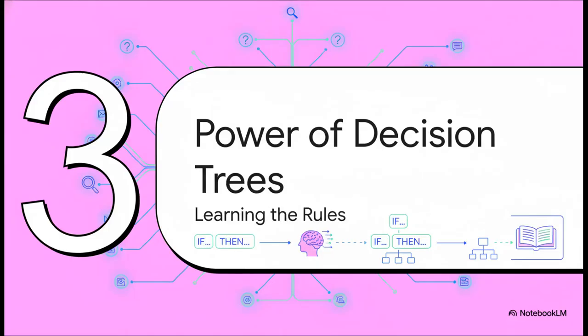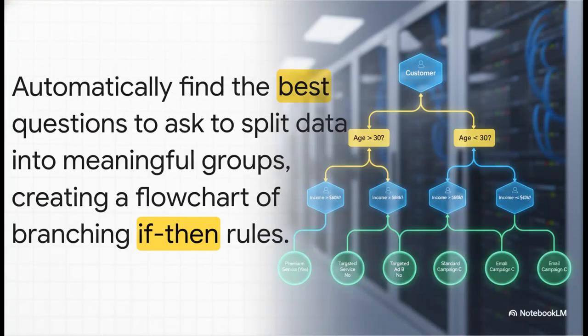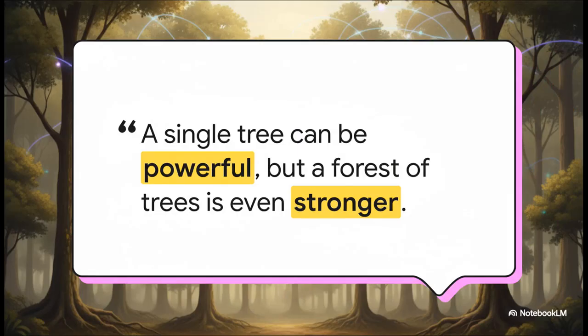All right, next up on our tour is a really powerful and, honestly, pretty intuitive type of algorithm. This one learns by creating a set of simple, human-readable if-then rules. A decision tree works by figuring out the best questions to ask to split the data. And here's what makes them so cool. They're transparent. You can literally look at the flowchart it creates and understand the logic the machine came up with. This is absolutely critical in fields like finance, where you might have to explain exactly why a loan application was rejected.